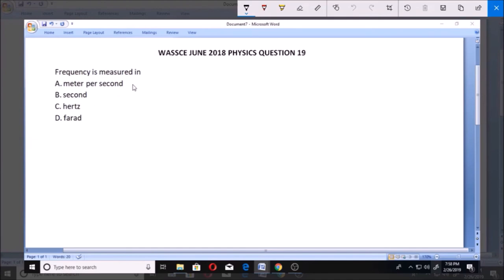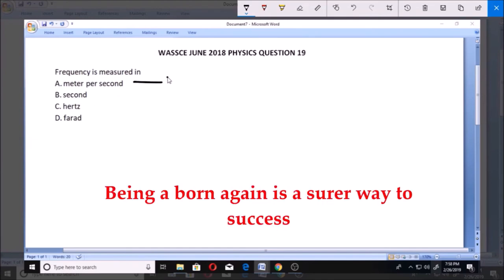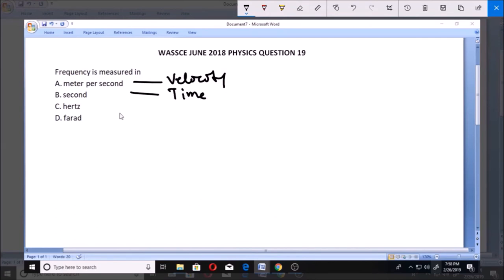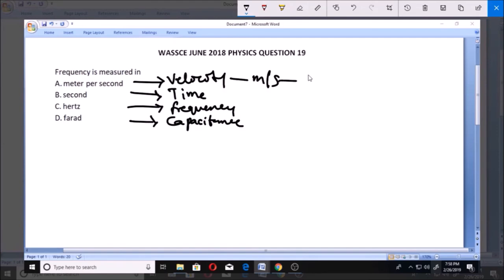We know that meter per second is the unit for velocity. Seconds is the unit for time. Hertz is the unit for frequency, and farad is the unit for capacitance. So these are the various units for these various quantities in physics. Whenever you hear meter per second, it is simply the unit for velocity or speed. Whenever you have time in seconds, it is the unit for time and period as well.